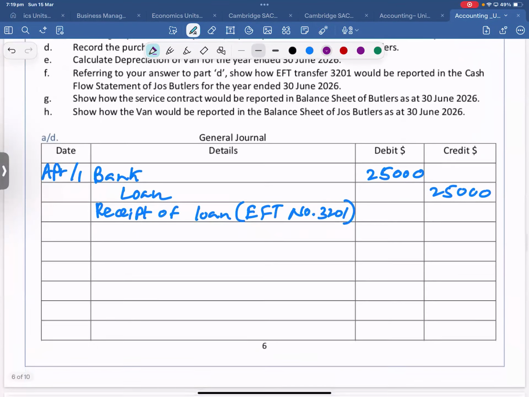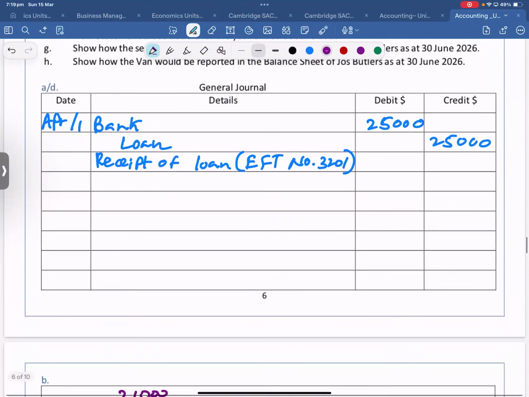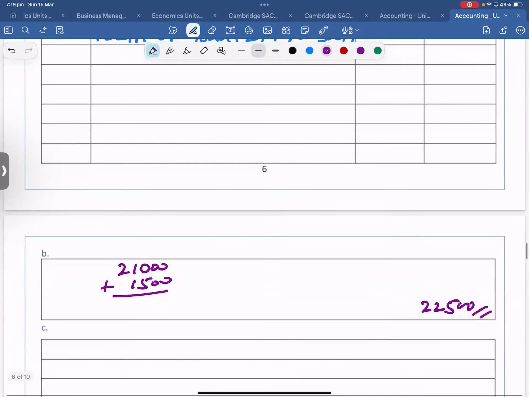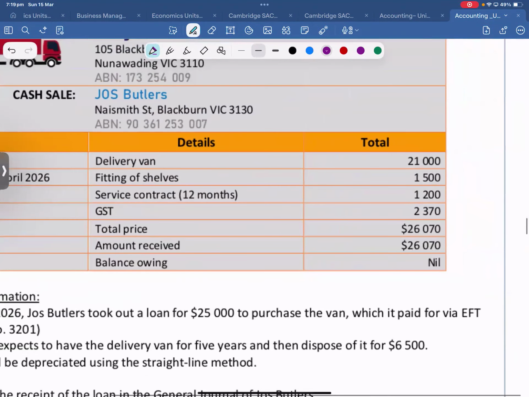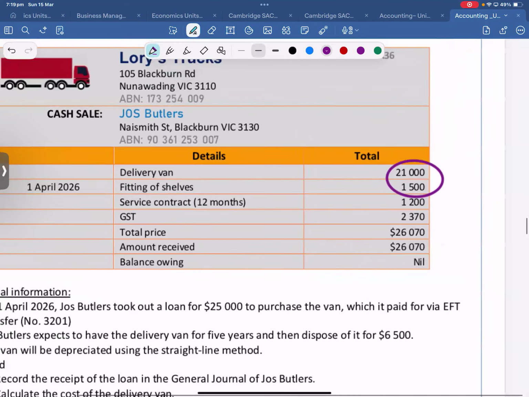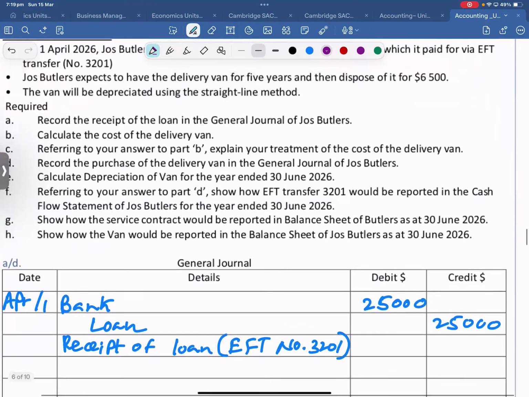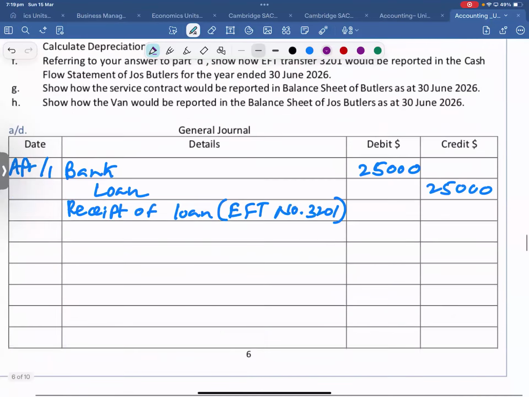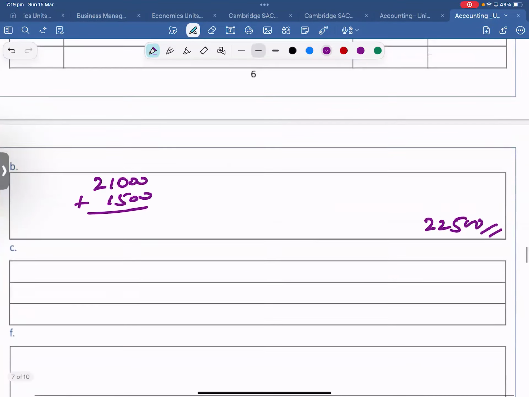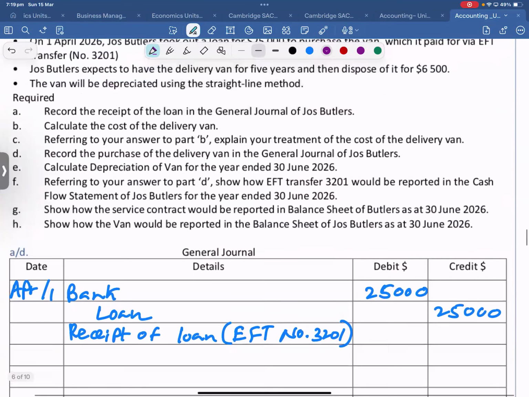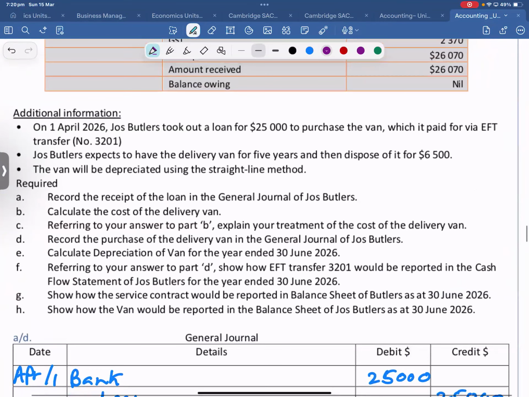Okay, guys. I hope everyone is okay with part A. Right? Part B, how much is the cost of the van? 22,500. Yes, why? Because you are adding shelving and the delivery van's cost, so both of them come to 22,500. You are not going to add the service contract. Why? Because it's recurring nature. Recurring items are not added to the cost of the non-current asset.